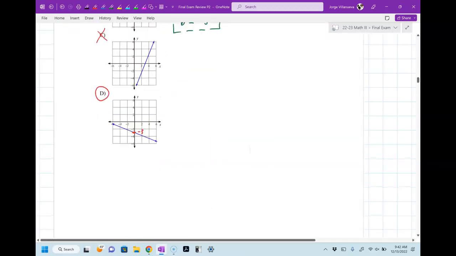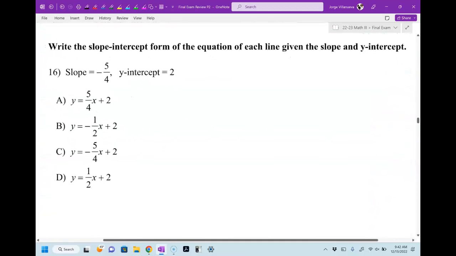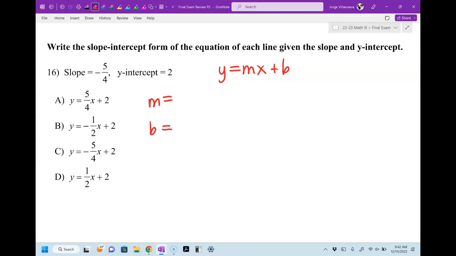All right, so let's look at number 16. It says, write the slope-intercept form of the equation of each line given the slope and y-intercept. So they want me to write this form of the equation. But notice they gave me m and they actually gave me b as well. They said the slope is negative 5/4 and the y-intercept is 2. So this one's pretty easy. I just got to plug those numbers in. So y is equal to negative 5/4 x plus 2. That's C.